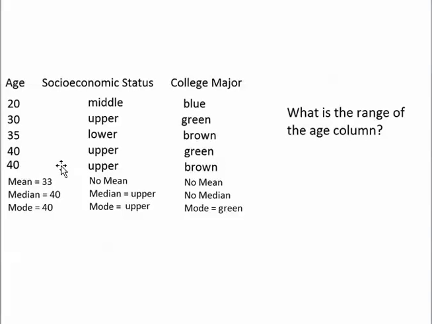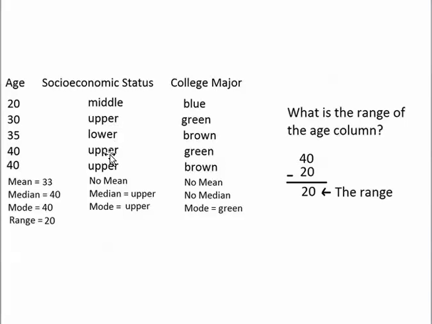If we had this spreadsheet right here, we can see that we already have the mean, median, and mode calculated down here, but we're actually focusing on the range. So we want to know what's the range of the age column. Well, the highest age is 40, and the lowest age is 20, so the range would be 20, because 40 minus 20 is 20. When you subtract the lowest from the highest, you get a range of 20.